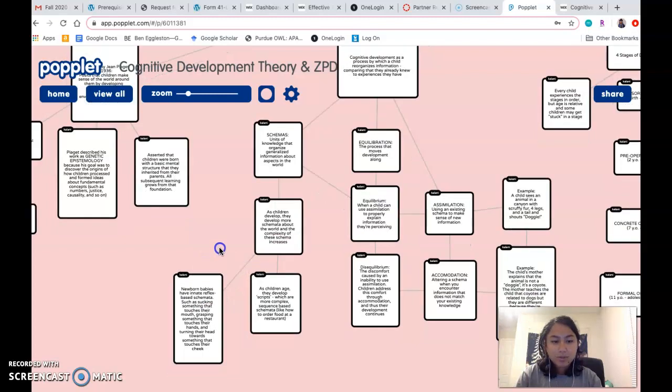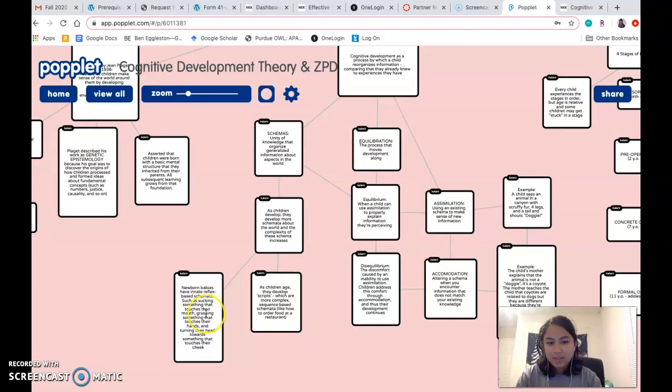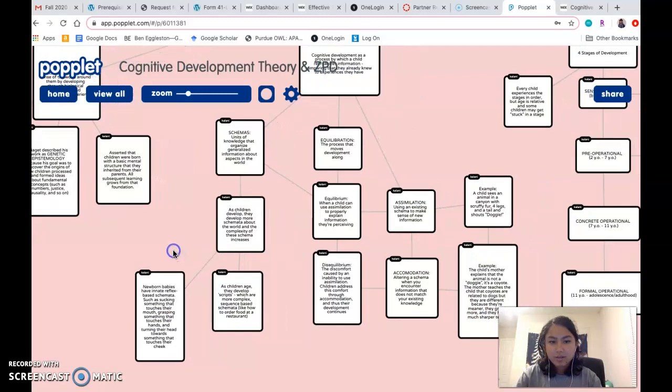So, for example, newborn babies have innate reflex-based schemata, such as sucking something that touches their mouth, grasping something that touches their hands, and turning towards something that touches their cheek. Those are natural-born schemata. As children age, they develop scripts, which are more complex sequence-based schemata.